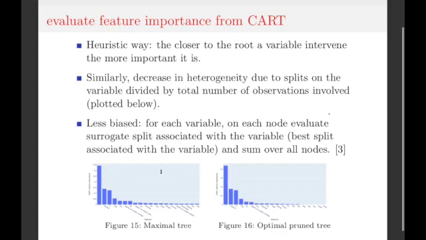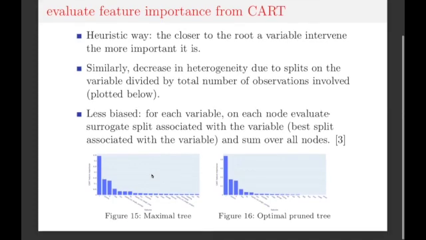And so the surrogate splits are put into competition, and the best surrogate split is chosen. But for each variable, we can compute the best surrogate split on each node and sum the heterogeneity reduction due to this split over all nodes, and average it to obtain a better estimation for the importance of the variable.